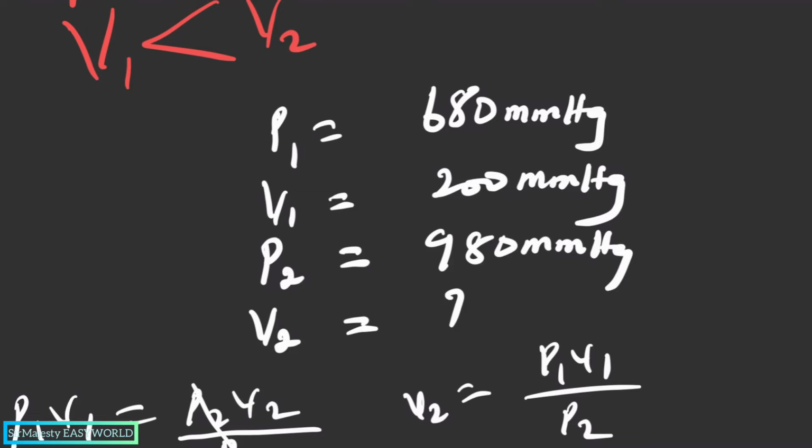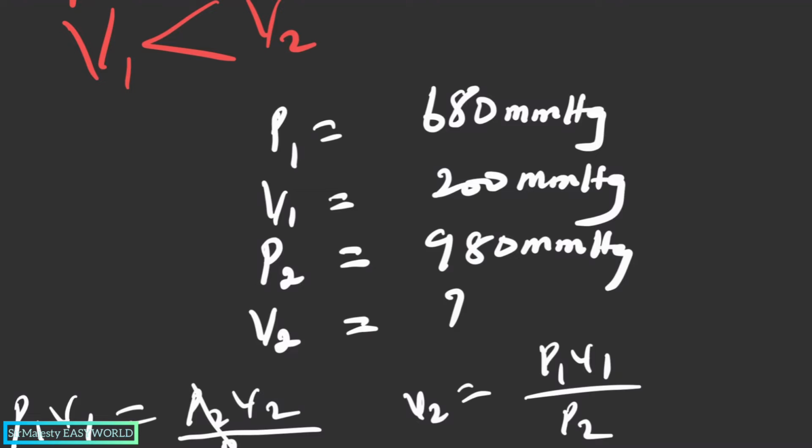And if you look at the options, you become lucky that there is no other option that is less than 200 except one option. That option that is less than 200 automatically becomes the answer. So V2 must be less than 200 in that case.